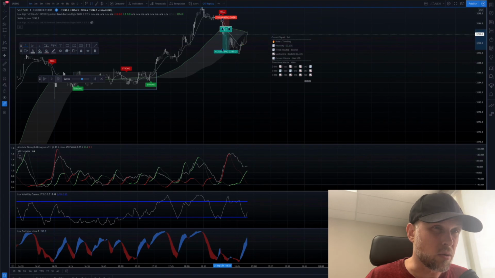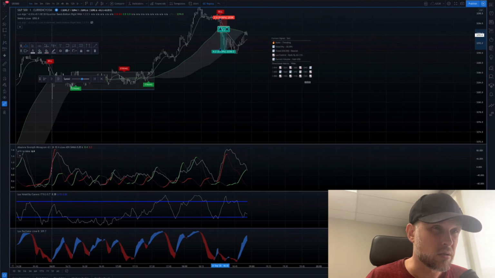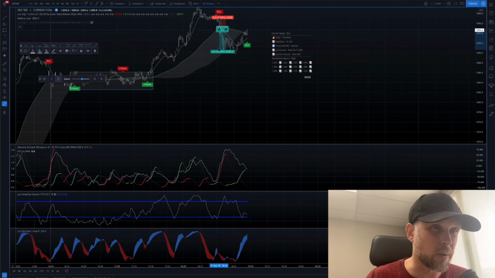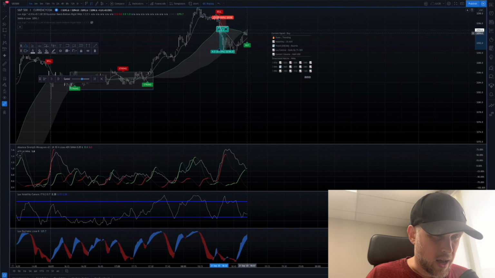All right, we just about crossed the green line. Here we go, there's a cross of the green line. We've got it going up. But look at this, here's a great example. The trade opportunity is there. We crossed the green line, but we take a look.